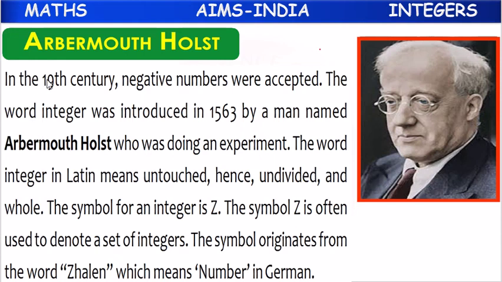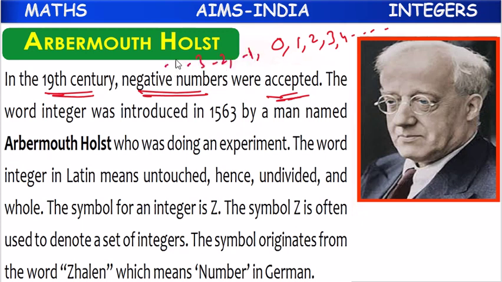In the 19th century, these negative numbers were accepted. Integers means, as we already know, along with 0, we have positive integers on the right hand side and negative integers on the left hand side. Actually, these negative numbers were accepted in the 19th century.